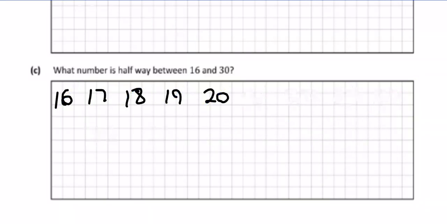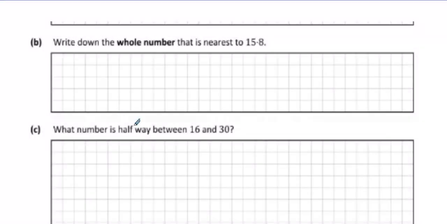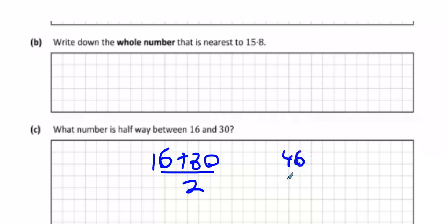There's a much faster way of doing that. Add them up and divide by 2 to get the middle. So you add them up and divide by 2, which is a lot easier. So add up 16 and 30 and then divide by 2, which is 46 divided by 2, which is 23.